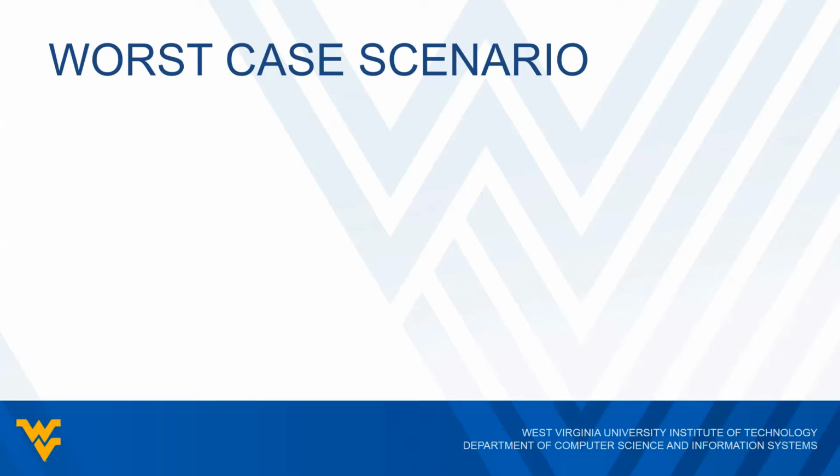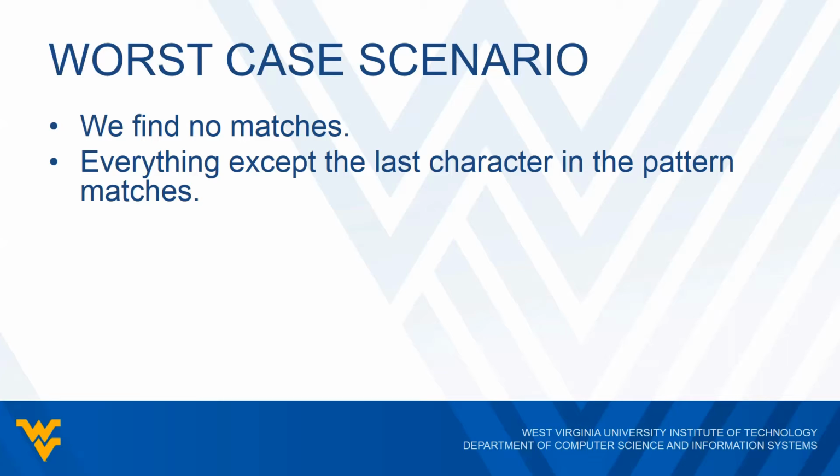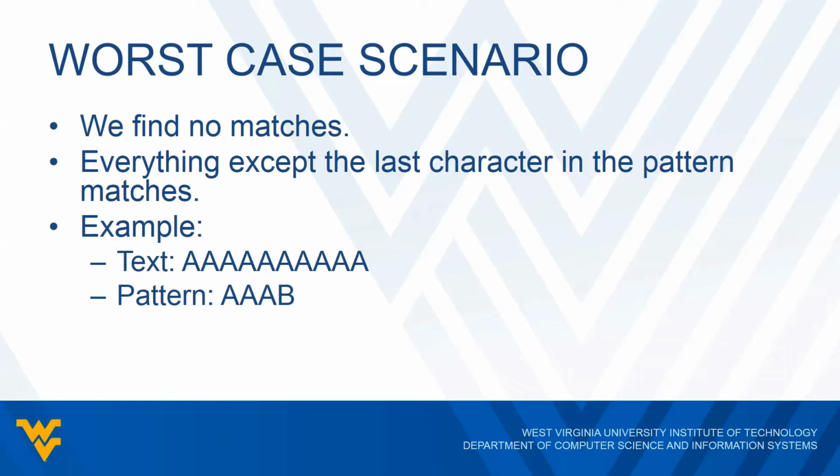Now, what is the worst case scenario? Well, it's also when we don't have any matches. You might think, how can both the best case and worst case scenarios be when the pattern is not in the text at all? The difference is exactly how the pattern fails to be in the text. The best case occurred if the first character of the pattern was nowhere in the text. But in the worst case scenario, everything but the last character in the pattern matches. For example, we may have the text being all A's, but our pattern is AAAB.